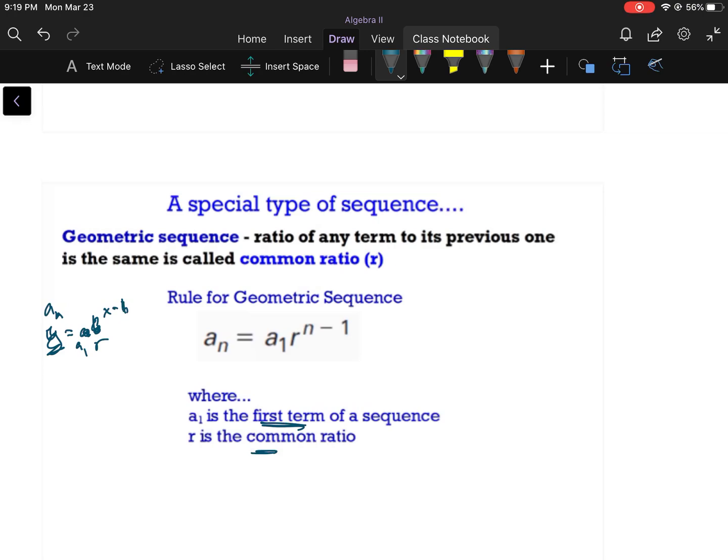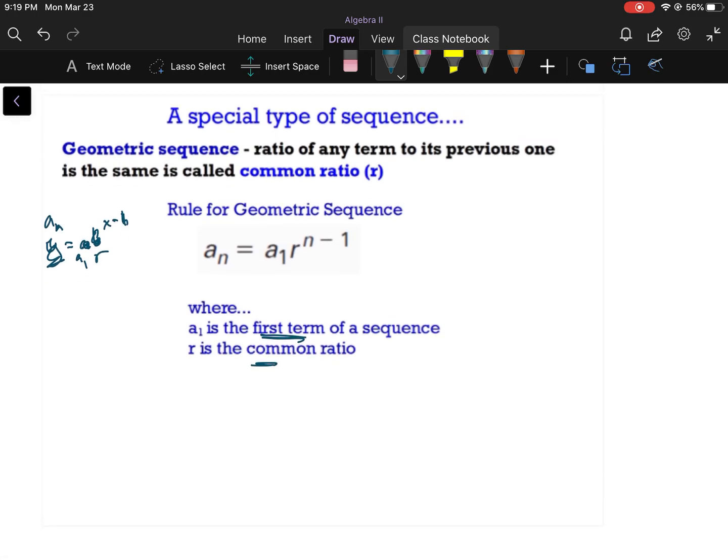The common ratio is the number that you keep on multiplying by. So in my first example, I multiplied by 2 over and over and over. My r would be 2. Now, it's called a common ratio because I take the second number divided by the first number, and that ratio or fraction works out to be 2.